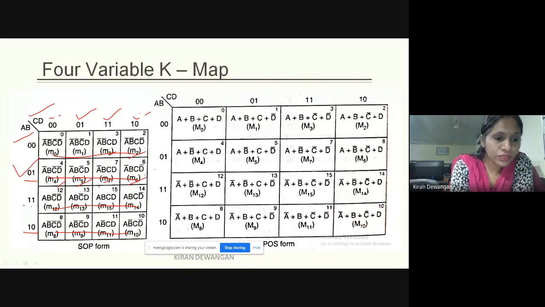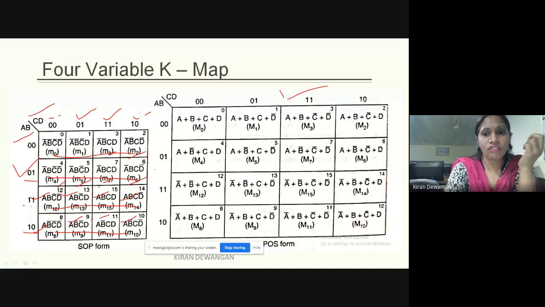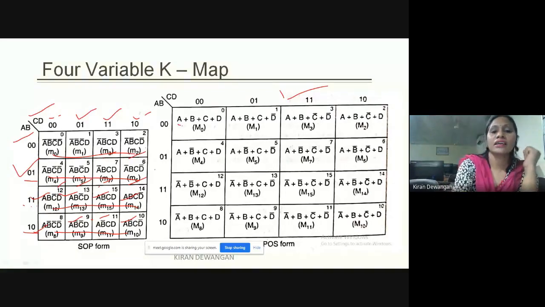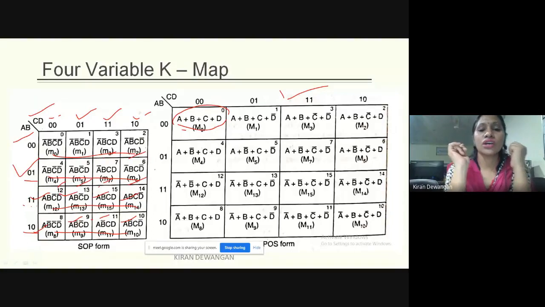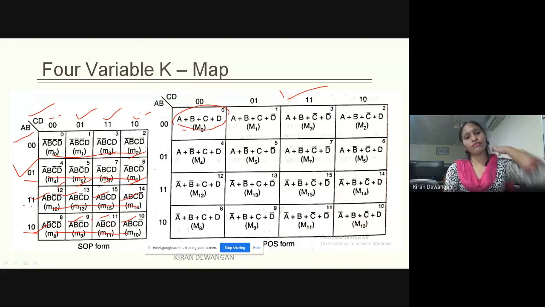Now in the third row, we don't have M8, M9. This I have explained earlier. This is M12, M13, M15, M14. Then M8, M9, M11, M10. Now similar is the case of max terms. These are the max terms: for M0, A plus B plus C plus D. Okay? So this is how the positions of min terms and max terms are defined in the 4 variable K-map. You'll be getting the questions of 4 variable only.